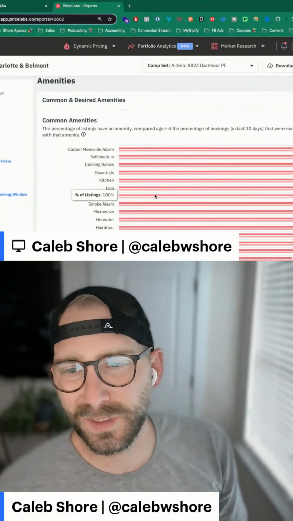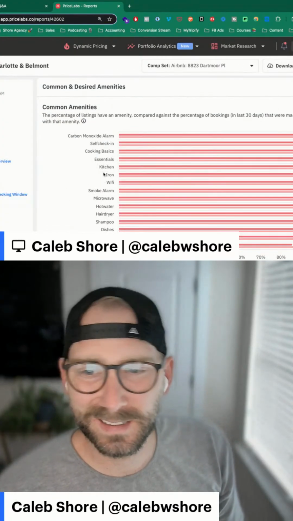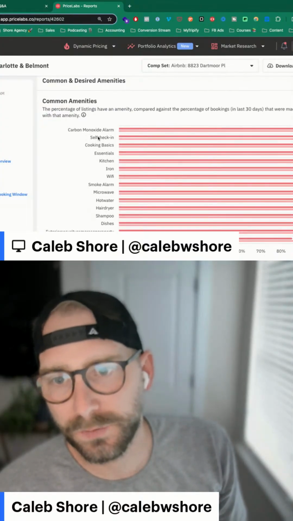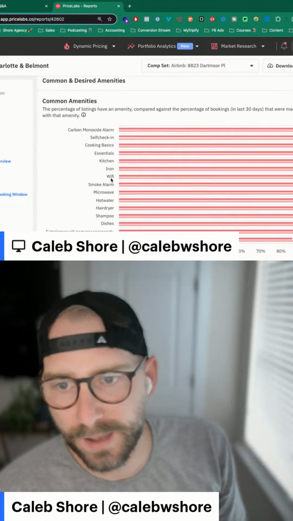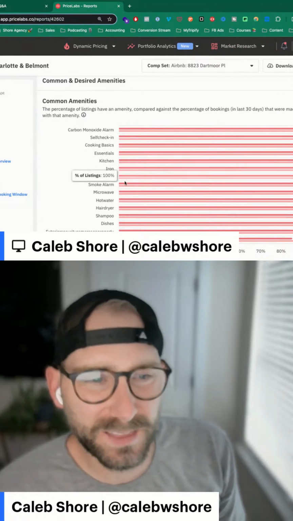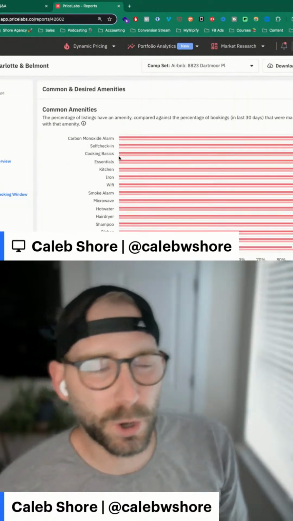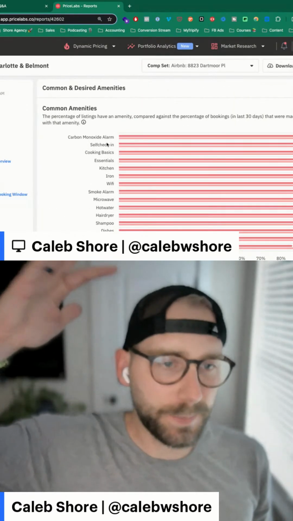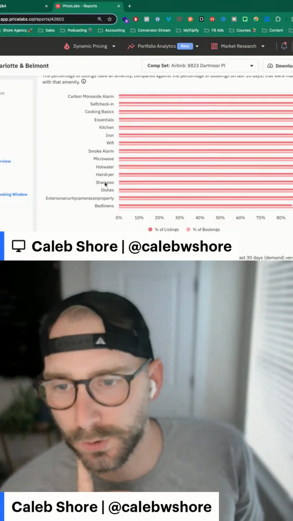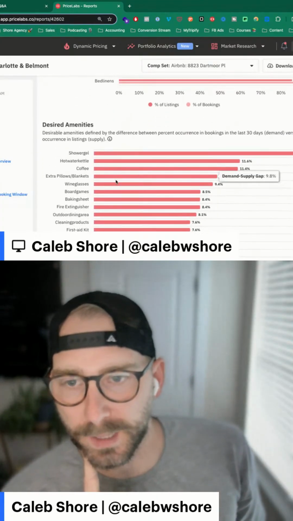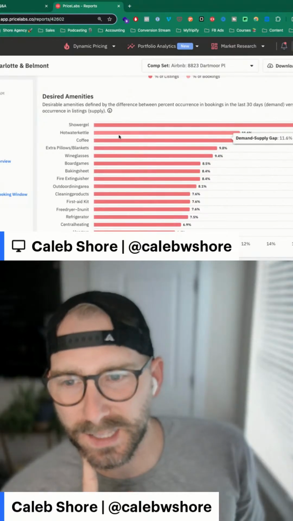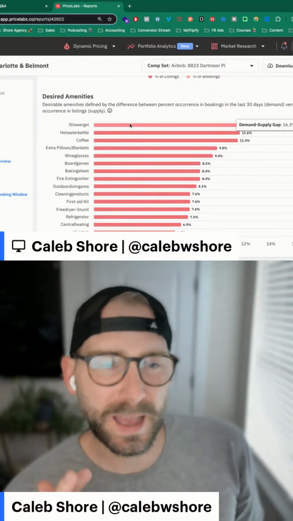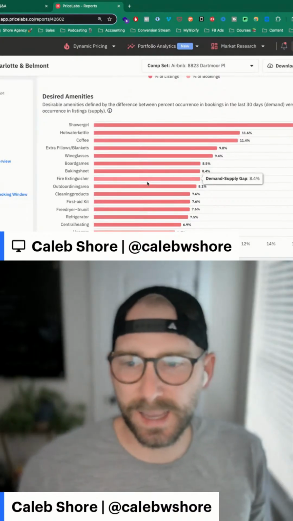Some of these amenities are cool to look at. Most of these, everybody's going to have: self check-in, cooking basics, Wi-Fi, smoke alarm, microwave. If you're in a mountain market, for example, where the hot tub is up here, you almost have to have those, so those are a little bit more important. Desired amenities are a little bit more important. I've just seen better stats as I come through here.